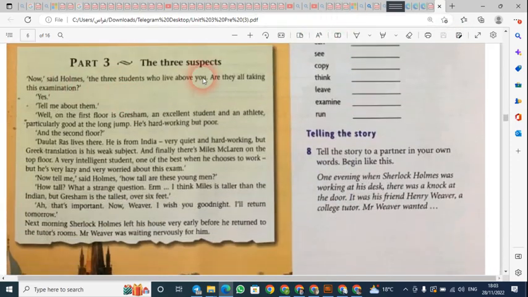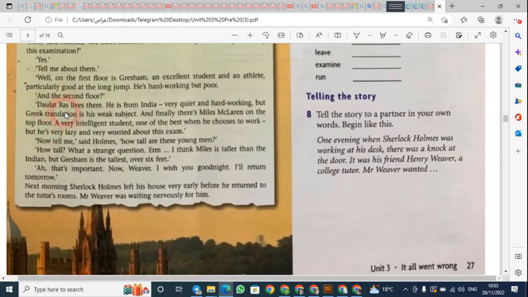The final part, the 3 suspects. "Now," said Holmes, "the 3 students who live above you, are they all taking this examination?" "Yes." Are they all taking this Greek translation exam? Yes. "Tell me about them." "Well, on the first floor is Grisham." "Who is Grisham?" "An excellent student and an athlete. Particularly good at the long jump. He is hard working but poor."